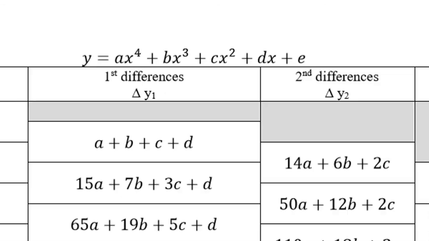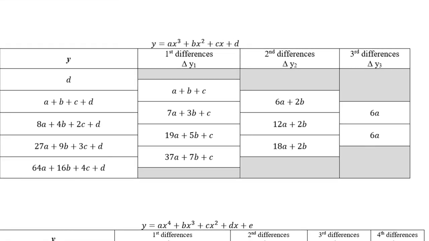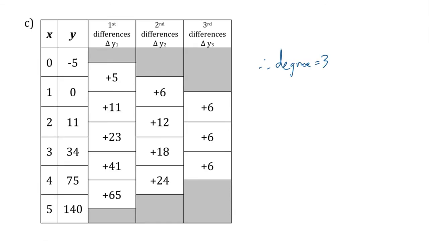So what do I do next? I go over to the sheet and I find degree three. And degree three tells me 6a is equal to that value that's the same. So to find a, we do 6a equals 6. Solve that equation, a is 1. Stop me if anybody's not quite following, right? That's the whole point of this.